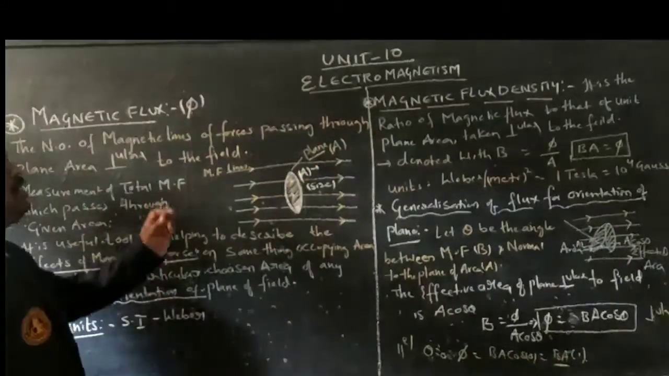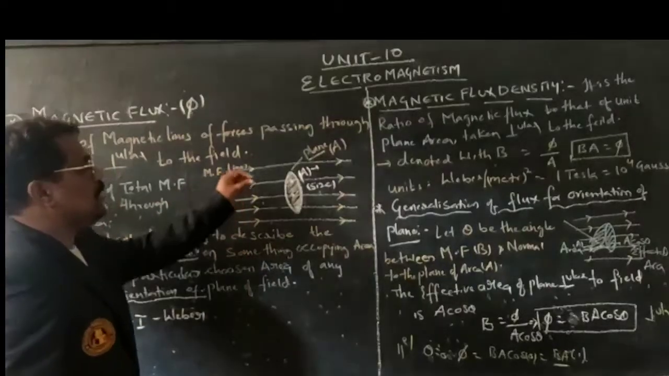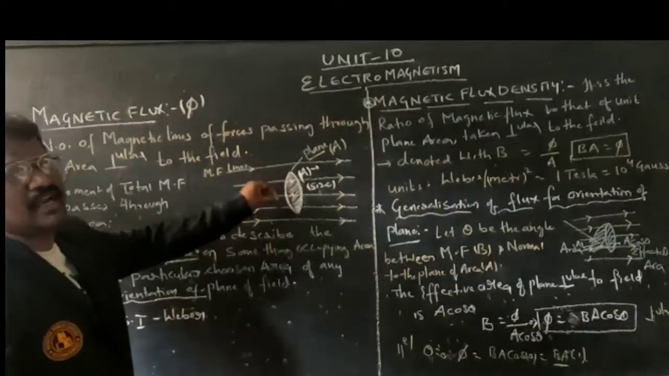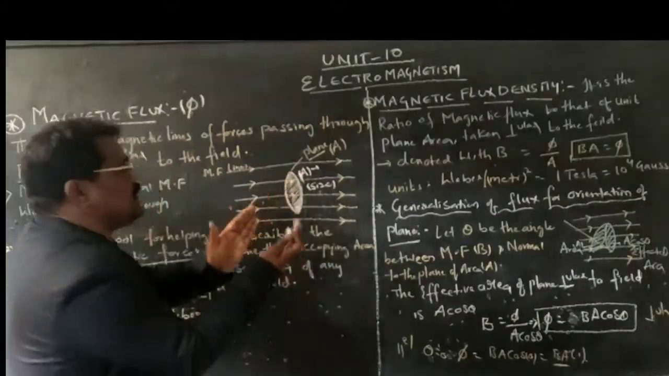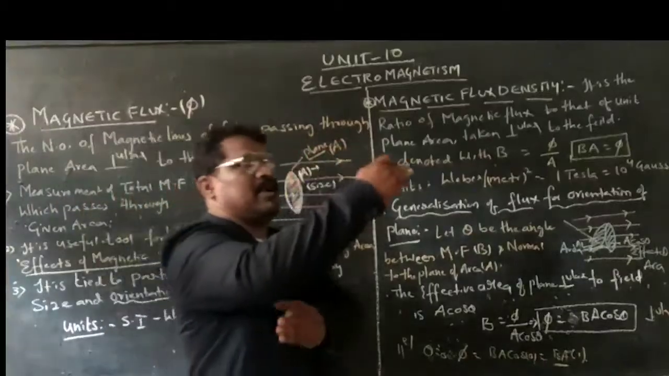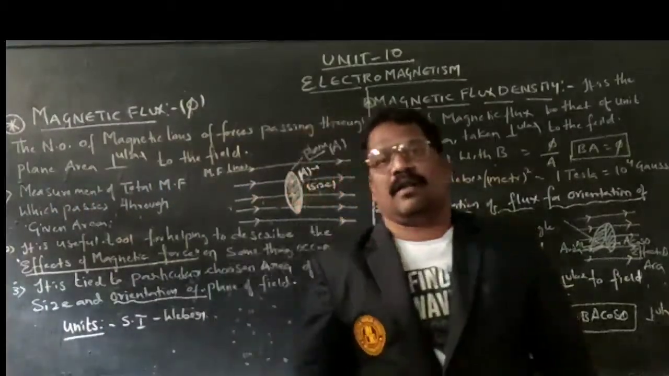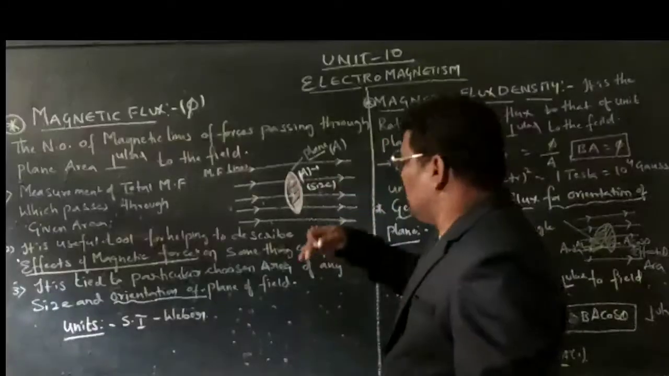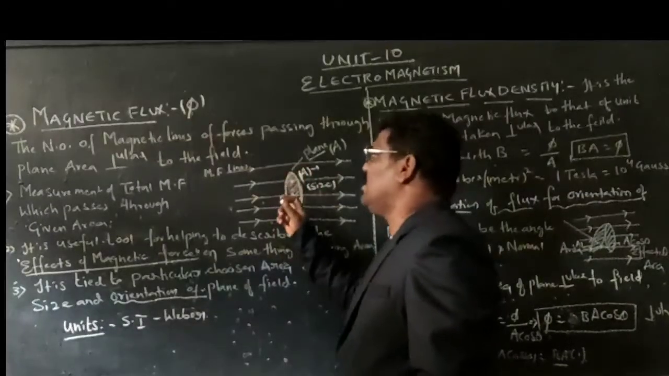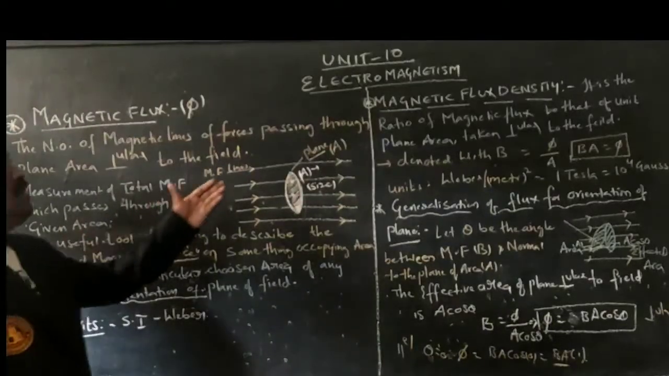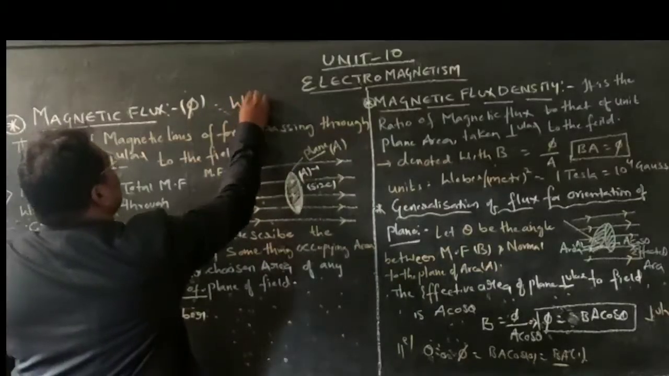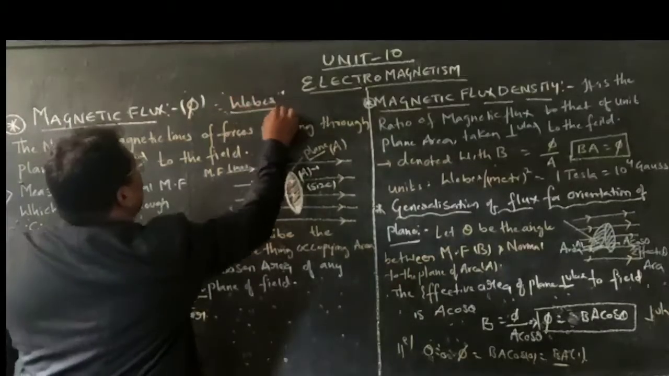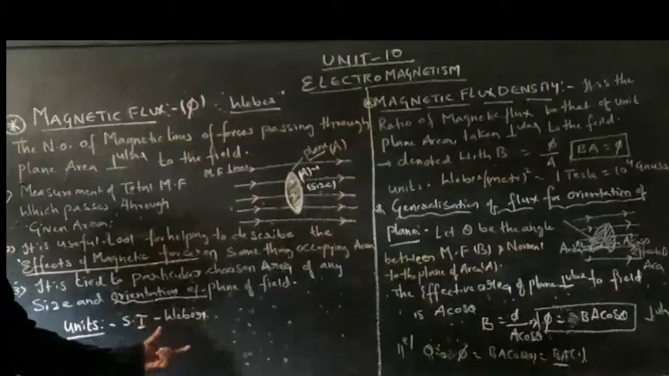Whether the area is small, big, or moderate in size, we can understand depending upon that. Not only that, the orientation of this plane matters, in which direction the plane is existing: exactly perpendicular, slanting, or parallel to the magnetic lines of force. Depending upon that, the magnetic flux will exist. Magnetic flux is measured by one unit, that is the Weber in the SI system.